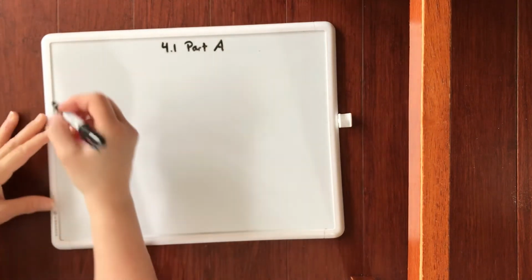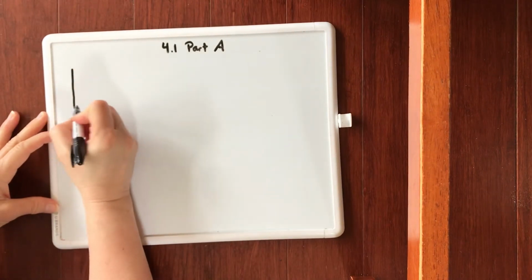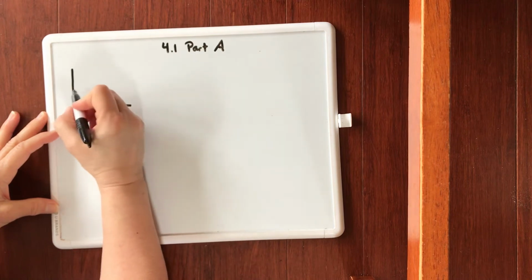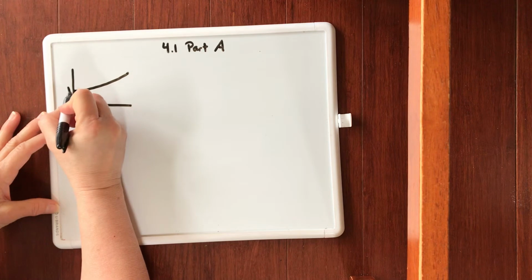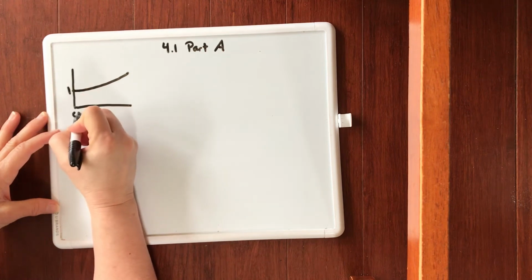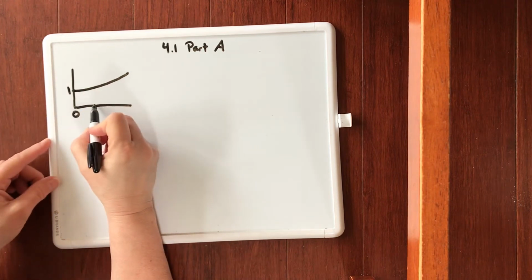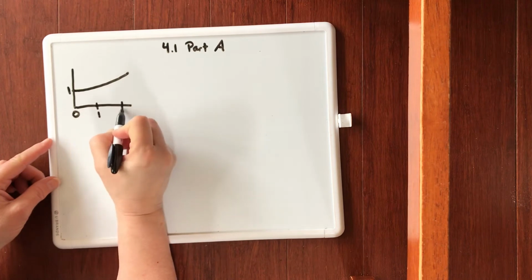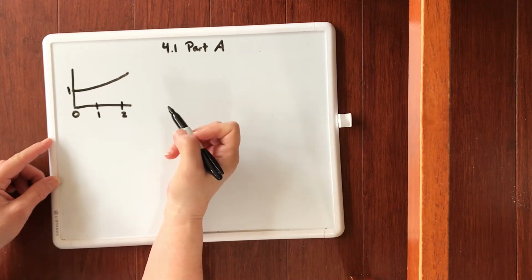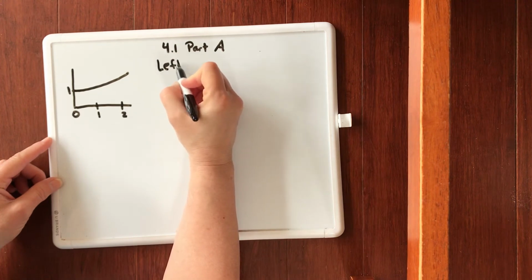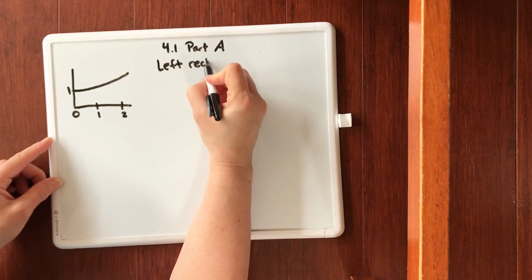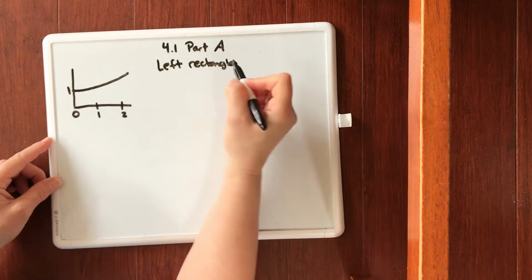So draw something like this with me. We're going to start here and go up. This will be 1. This will be 0. And then we're going to go out 2. 1, 2. We have something called left rectangle approximation.